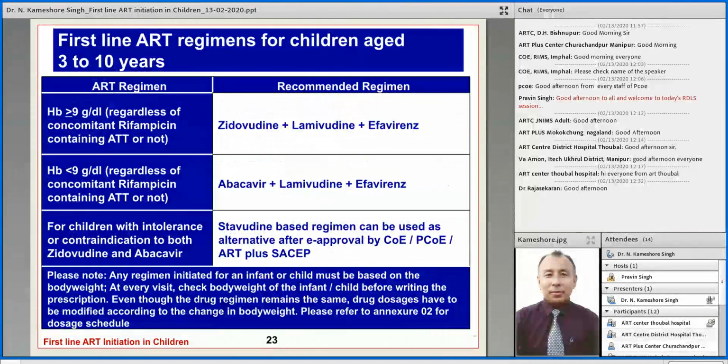First-line ART for children aged 3 to 10 years. If the hemoglobin is more than or equal to 9 gram per deciliter, regardless of concomitant rifampicin-containing ATT or not, we can use efavirenz-containing ART, that is zidovudine, lamivudine, and efavirenz.